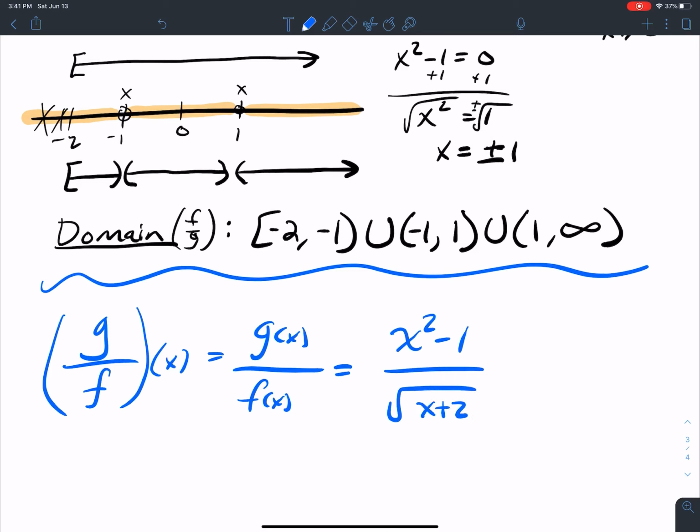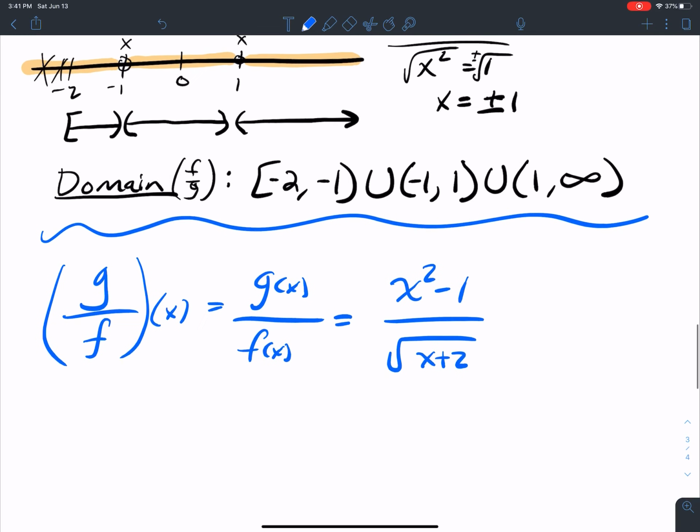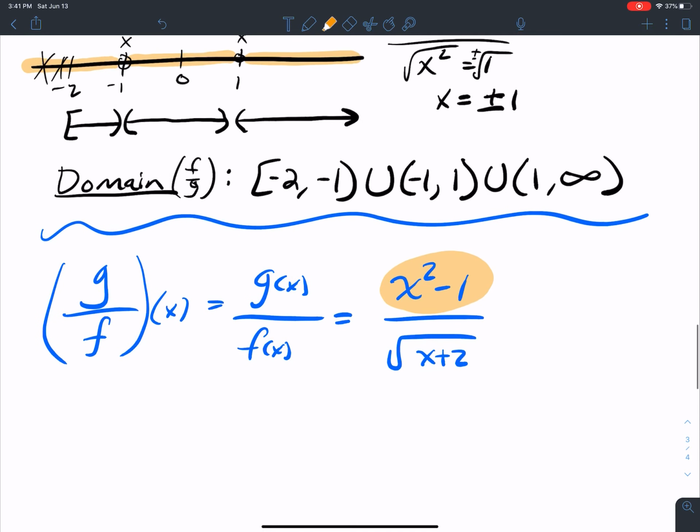Okay? The domain can be a little tricky. Now, the good thing is, in the numerator, we've got no problems. Okay, this is all real numbers, -infinity to infinity. All right, so anything works for squaring it. You can square any number. However, the denominator is the issue.